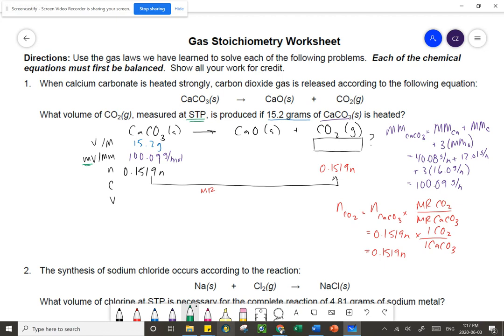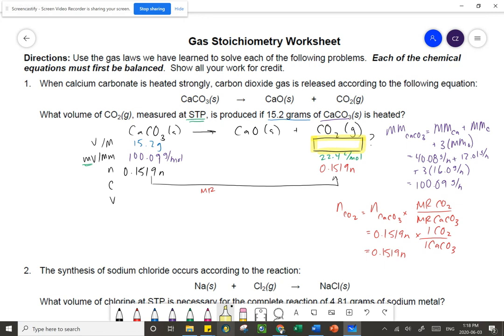So at STP, we learned last week that our molar volume is 22.4 liters a mole. Okay, and it says CO2 is measured at STP, so we can use our molar volume. And because we're going up, we can now multiply. So 0.1519 times 22.4 is going to give us our volume. Okay, so our answer is going to be here.